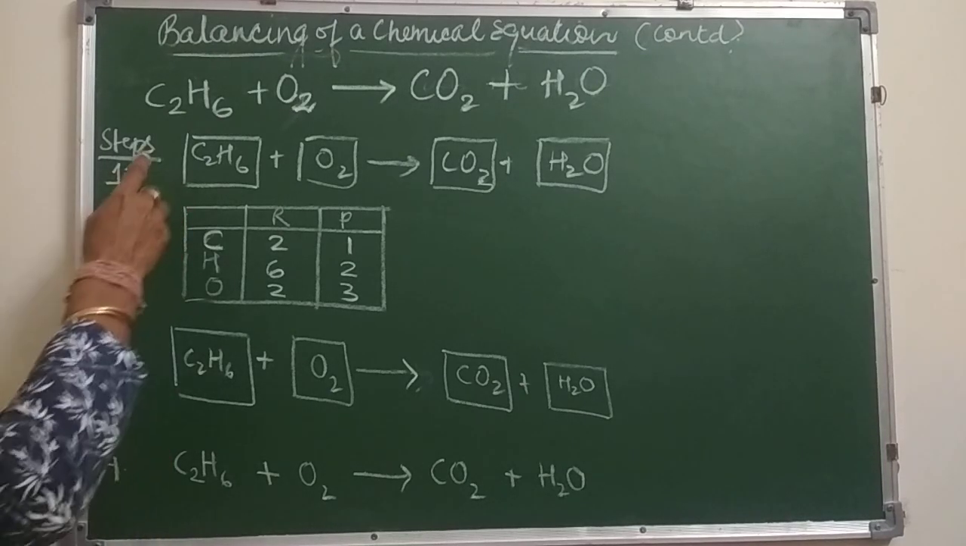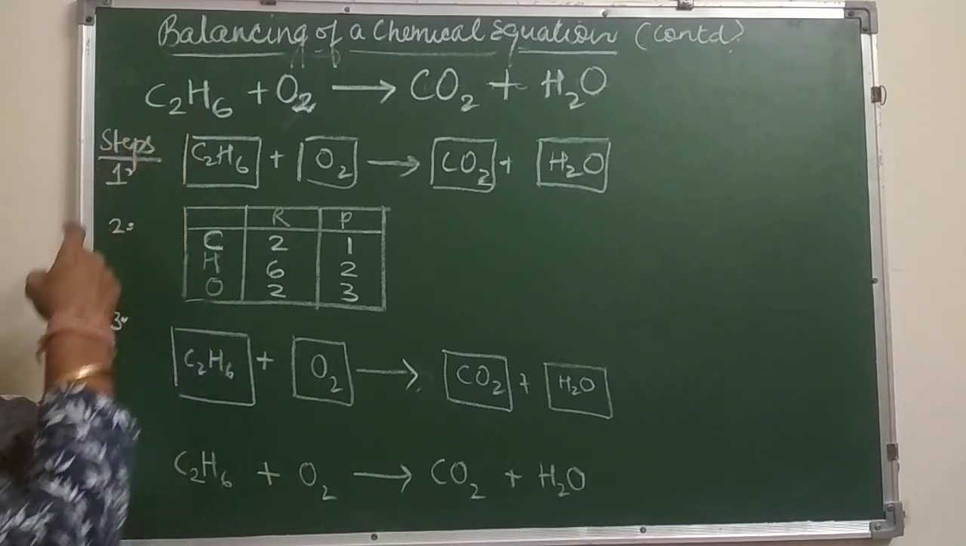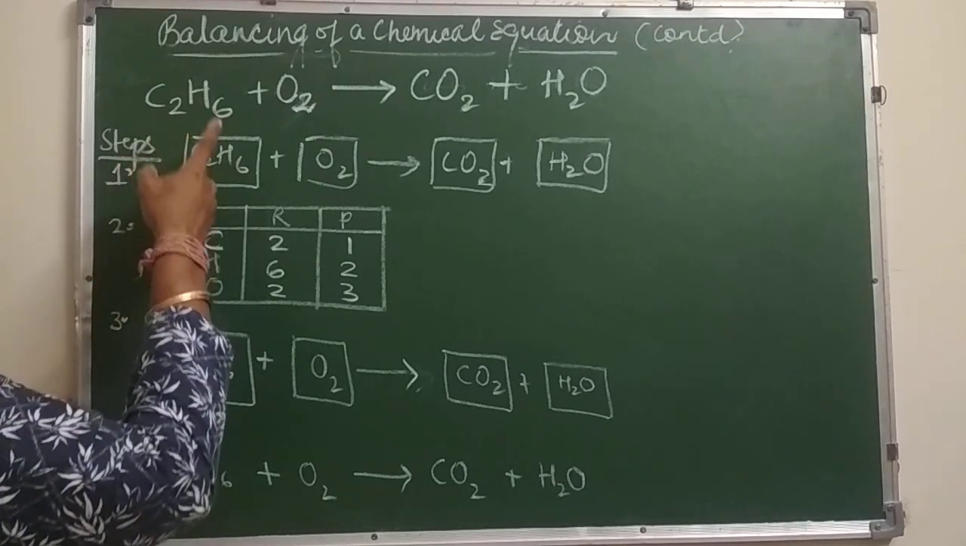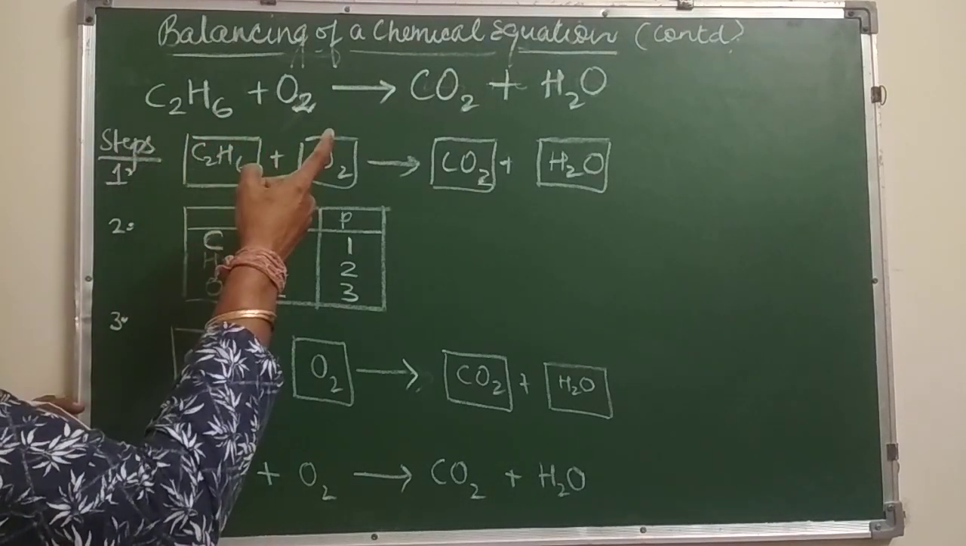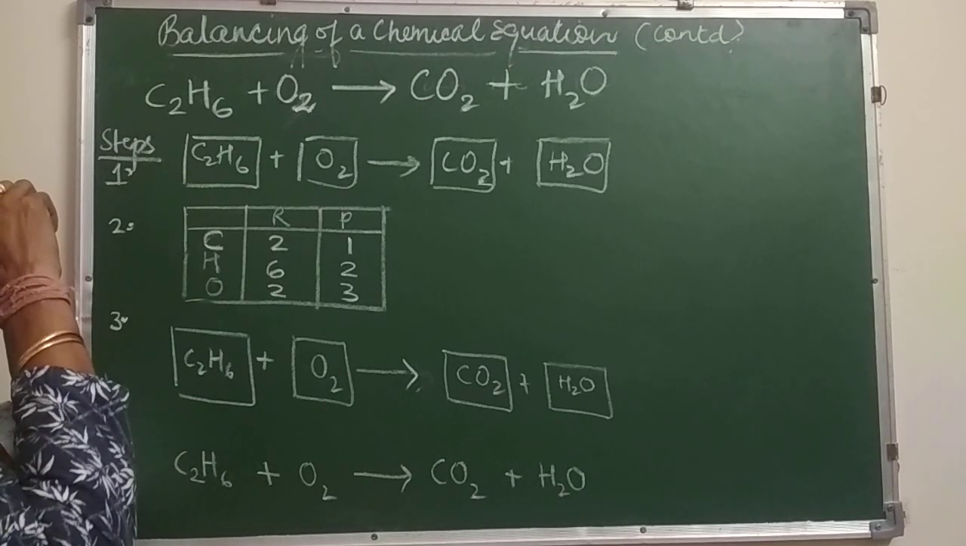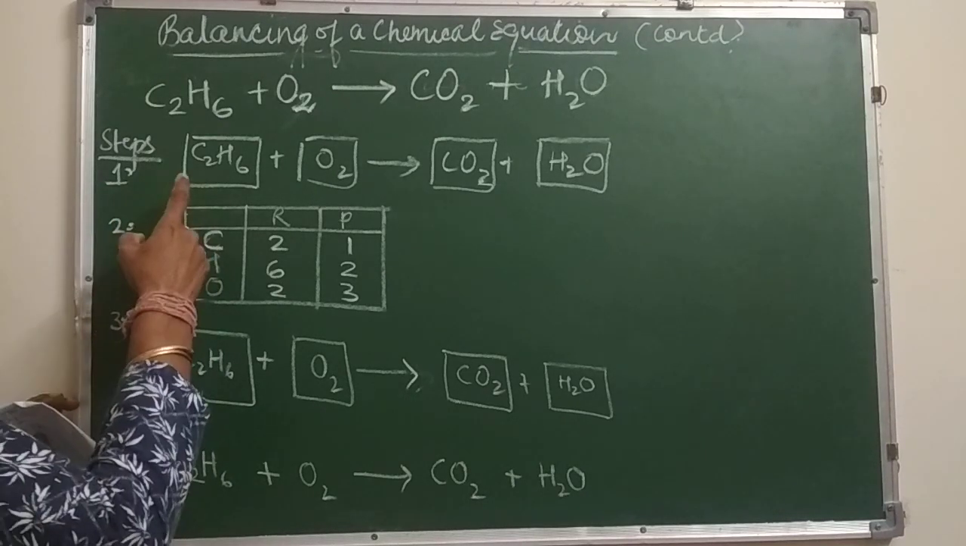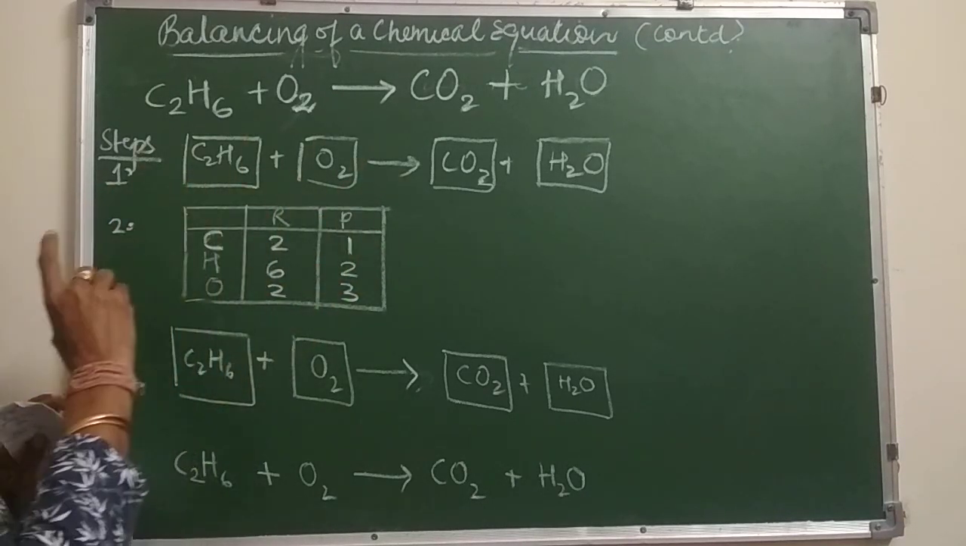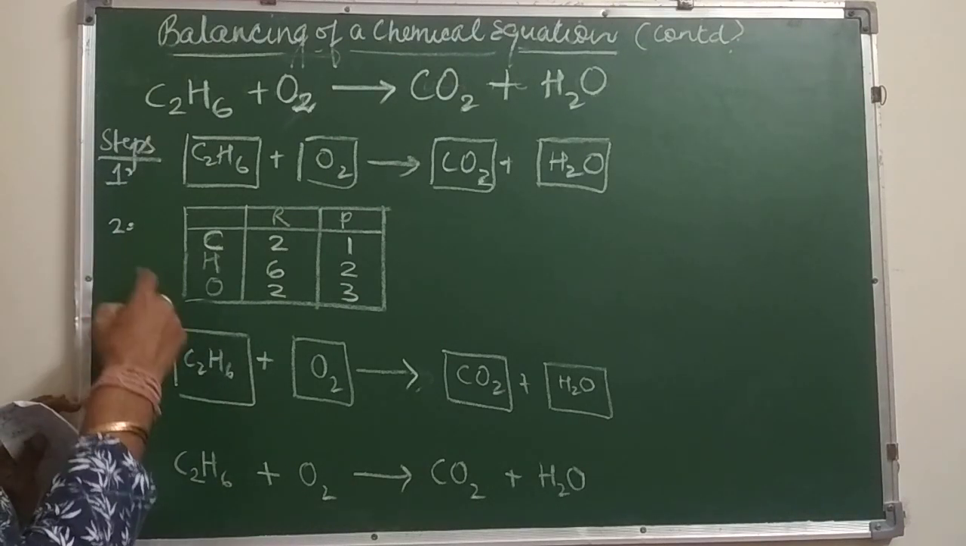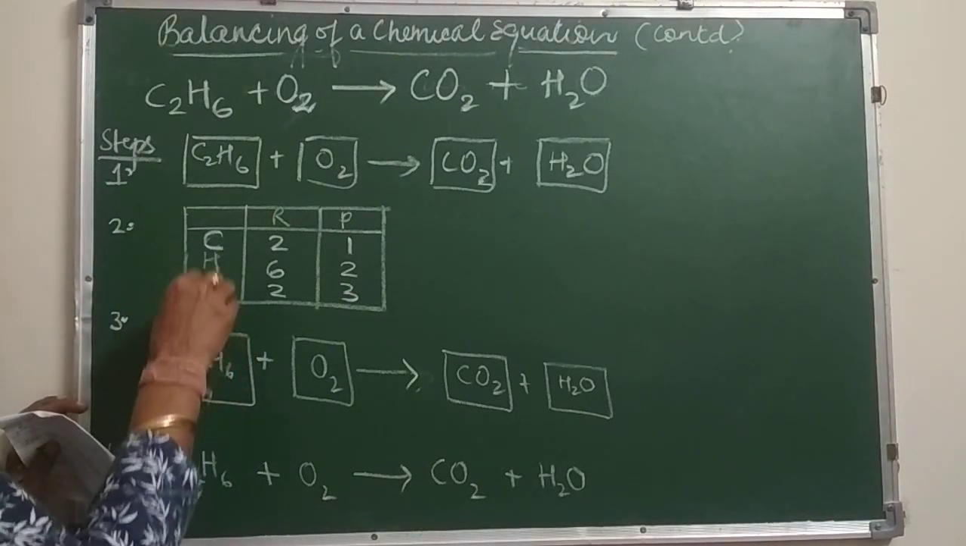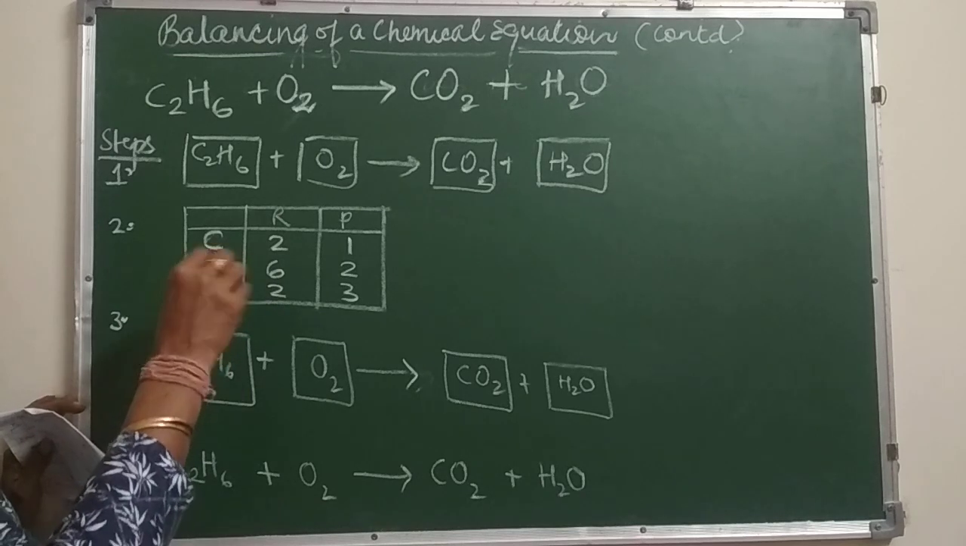Next example is oxidation of ethane. Ethane is C2H6. So C2H6 plus O2 gives carbon dioxide and water vapor. So the first step, as usual, you write down the reactants and products in the boxes. Second step, I think you have learned by this time. You write down the atoms of each element on the reactant and the product side.